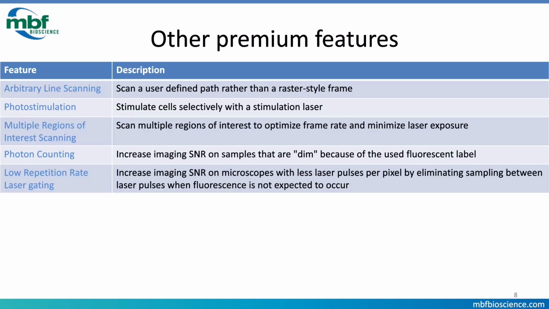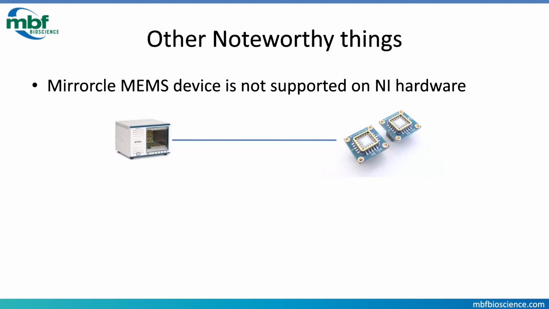Some other noteworthy features include arbitrary line scanning, photostimulation, multiple regions of interest, photon counting, and low repetition rate laser gating. For more information on any of these, you can read through our documentation at docs.scanimage.org. Other things to note are that the Miracle MEMS cannot be controlled as a resonance scanner from NI hardware in ScanImage with our Miracle device implementation.